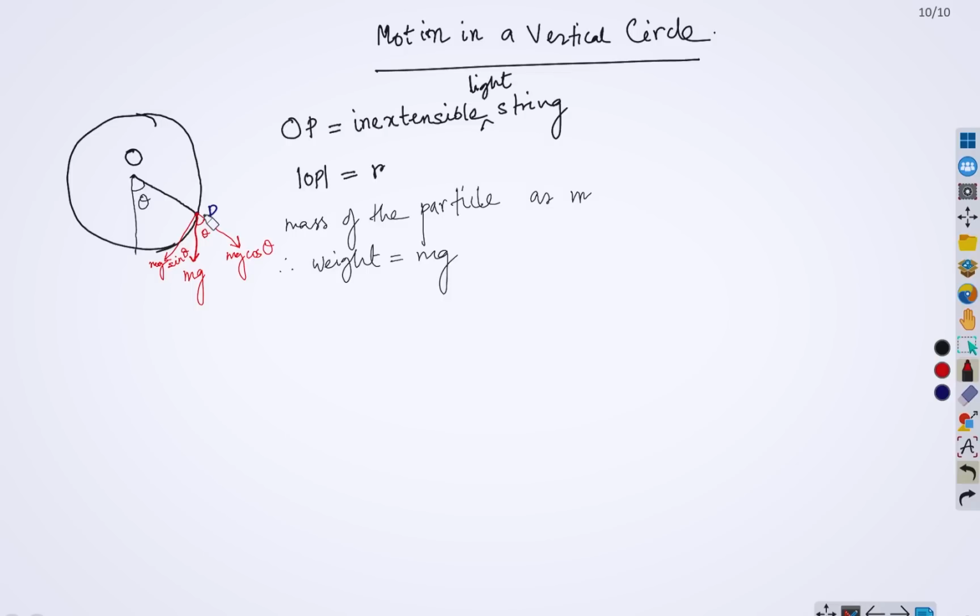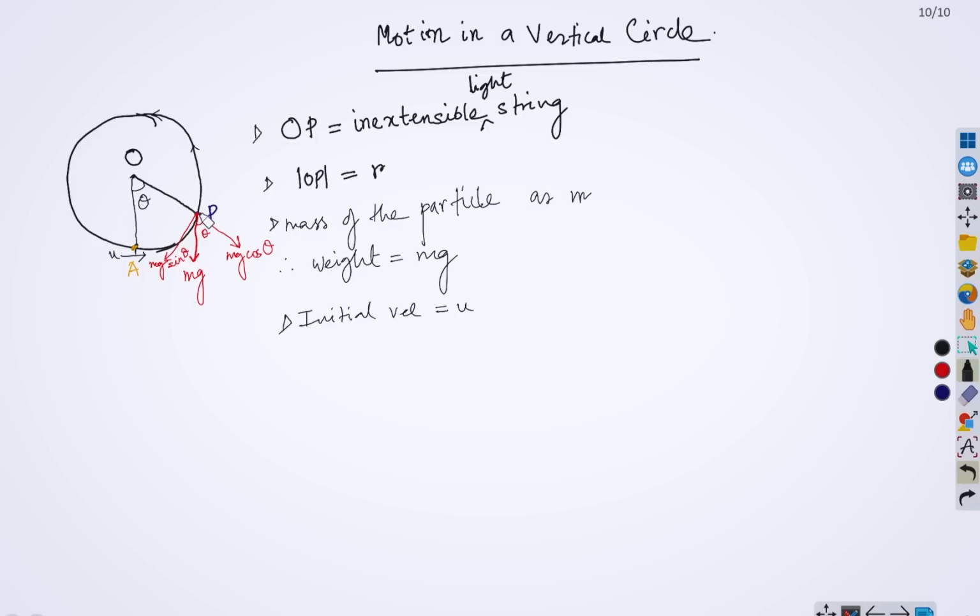So this is the free body diagram of a particle at any point P moving in a vertical circle. Now these are all initial conditions: OP is an inextensible light string, the length of the string is R, the mass of the particle is m, therefore weight is mg. Since the particle is moving in the anticlockwise direction, an initial velocity is also required. So we assume the initial velocity of the particle as u, at the lowest point A, along this direction. Let us now discuss the motion of the particle in this vertical circle.